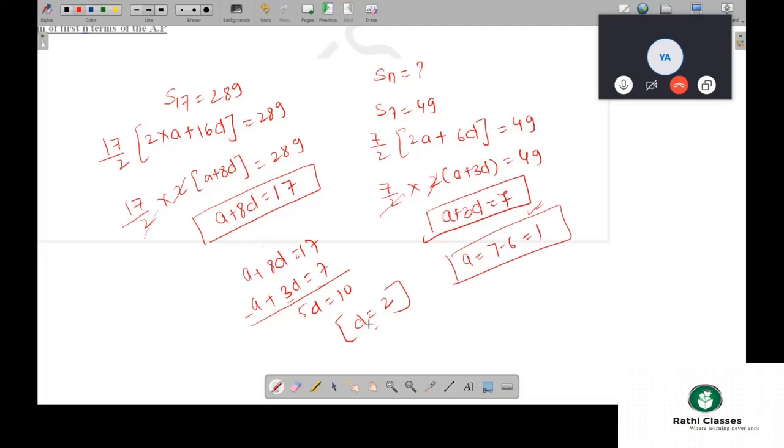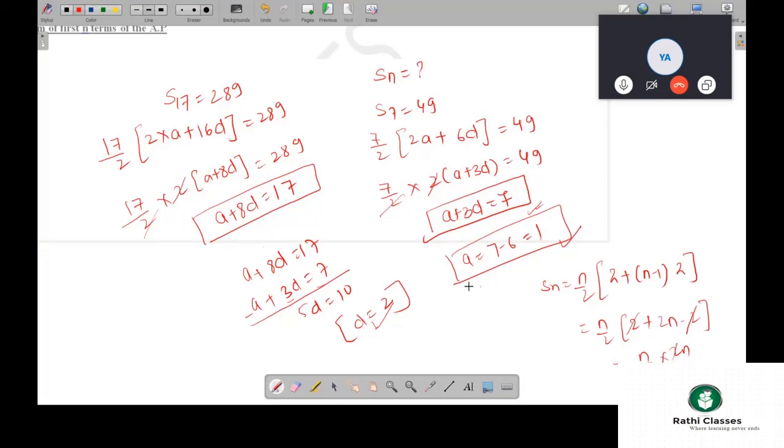I substitute the value of d in this equation. Once you know a and d, what will you be left with? You need to find just Sn. Substitute the values in Sn. Sn is nothing but n by 2, 2a, 2 into 1 is 2, plus n minus 1 into the common difference, which is 2. So n by 2, 2 plus 2n minus 2. 2 and 2 got cancelled, n by 2 into 2n. So the answer is n square. This is the way you solve for n.